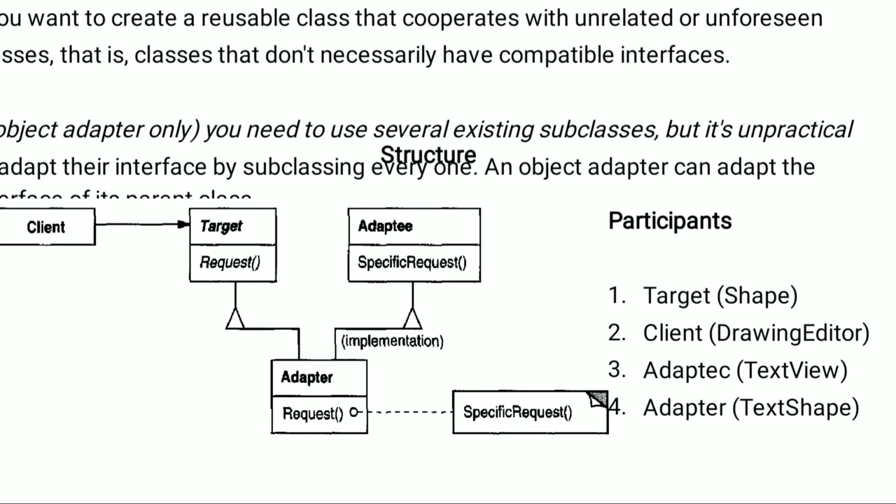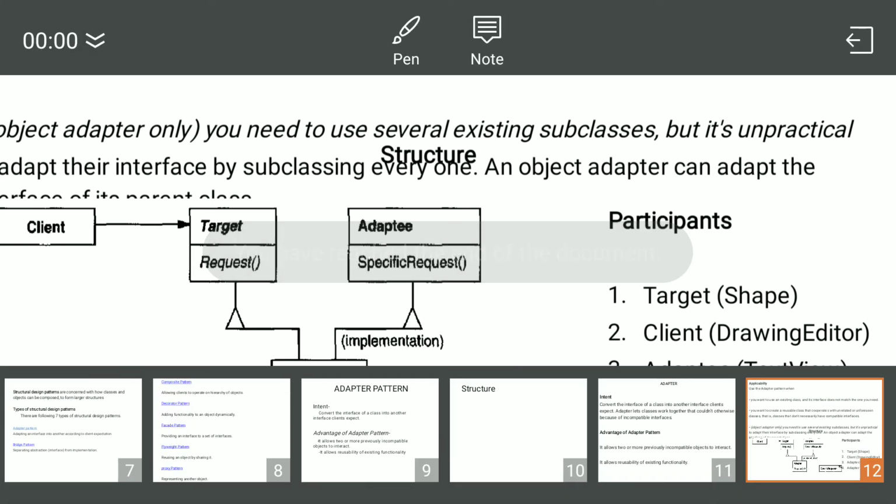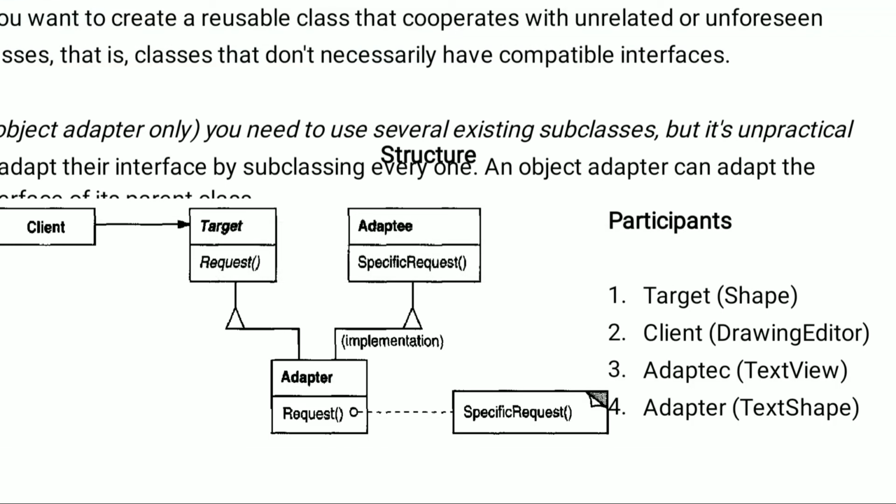The thing is that here in this diagram the client is going to send the information to the adaptee, but the adaptee class is not accepting the request from the client because the interface is different. So we are going to use the adapter class in between them for the conversion of one set of interface that is going to be used by the client to the adaptee class.